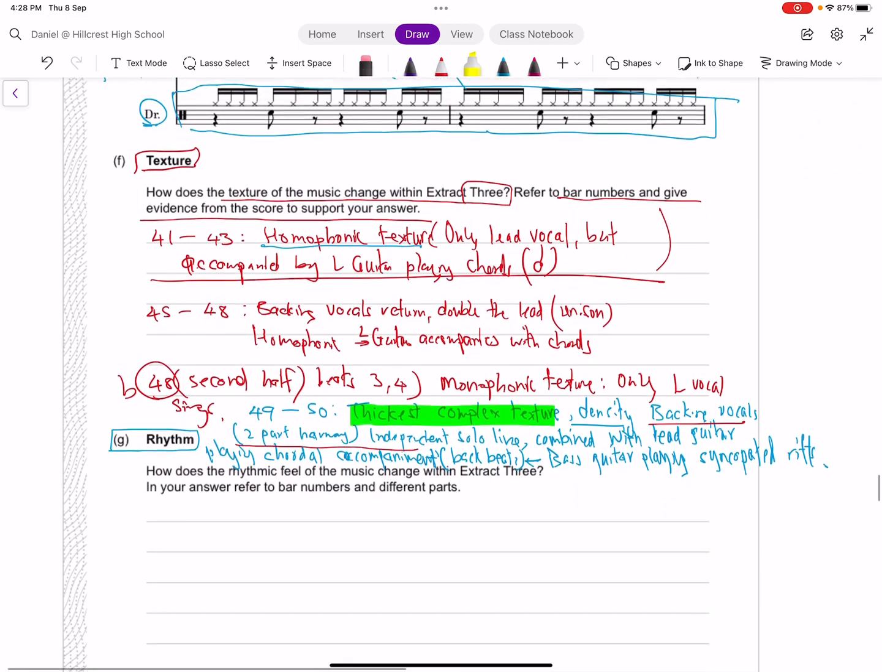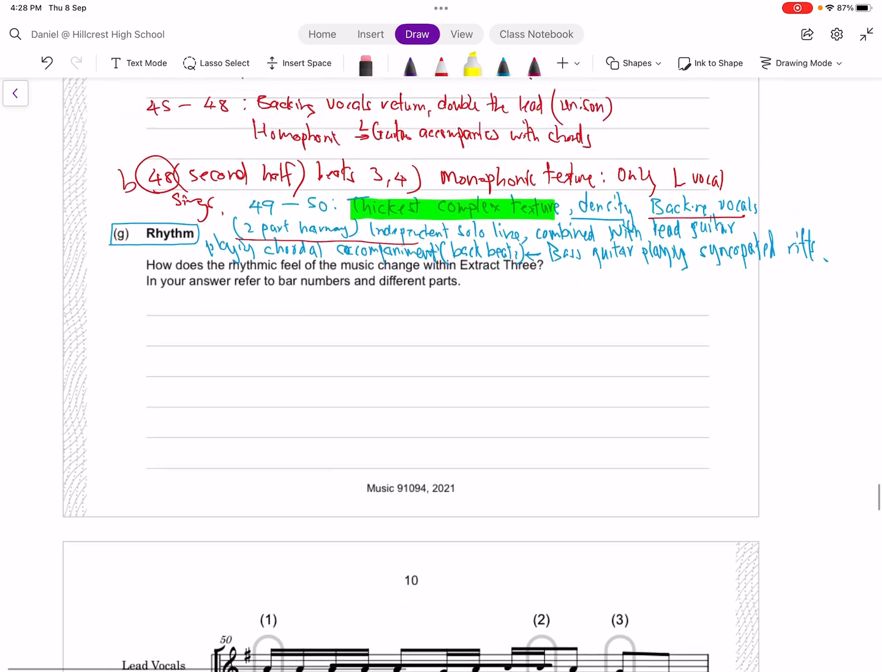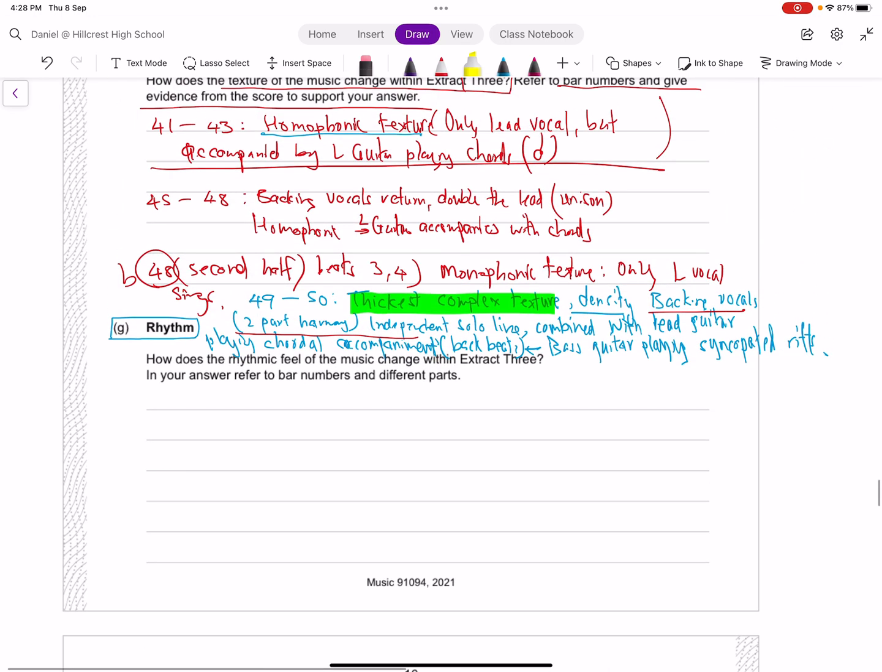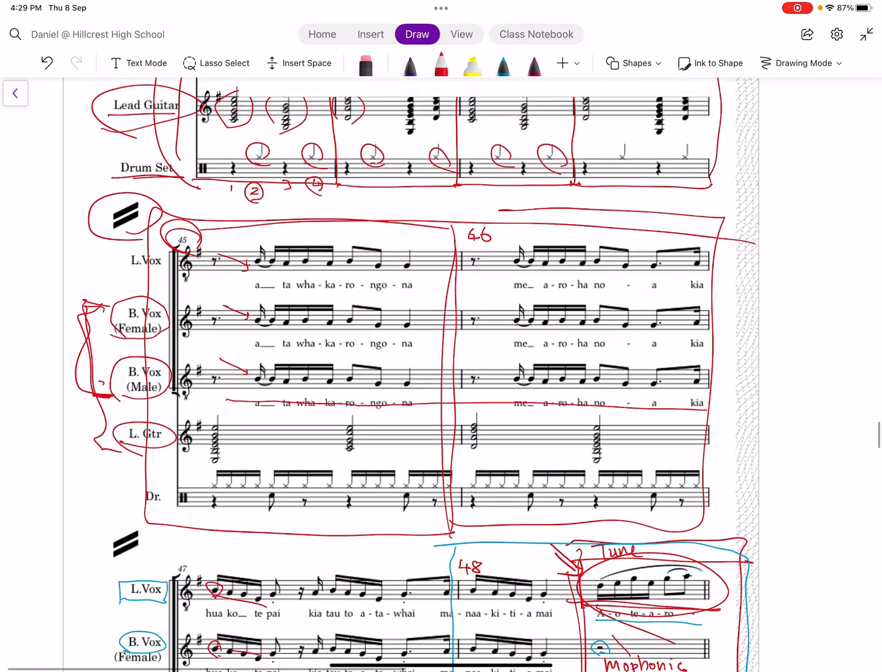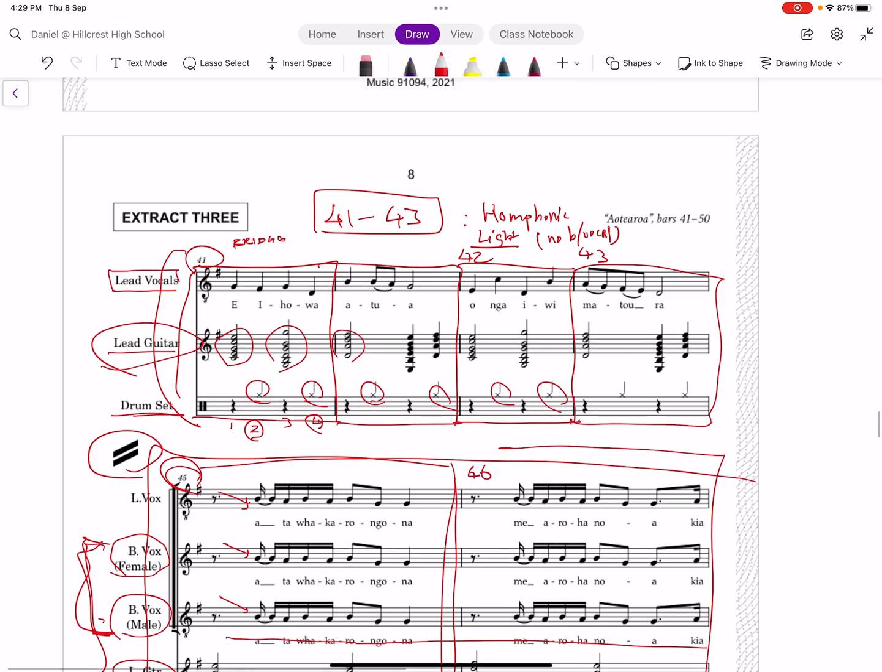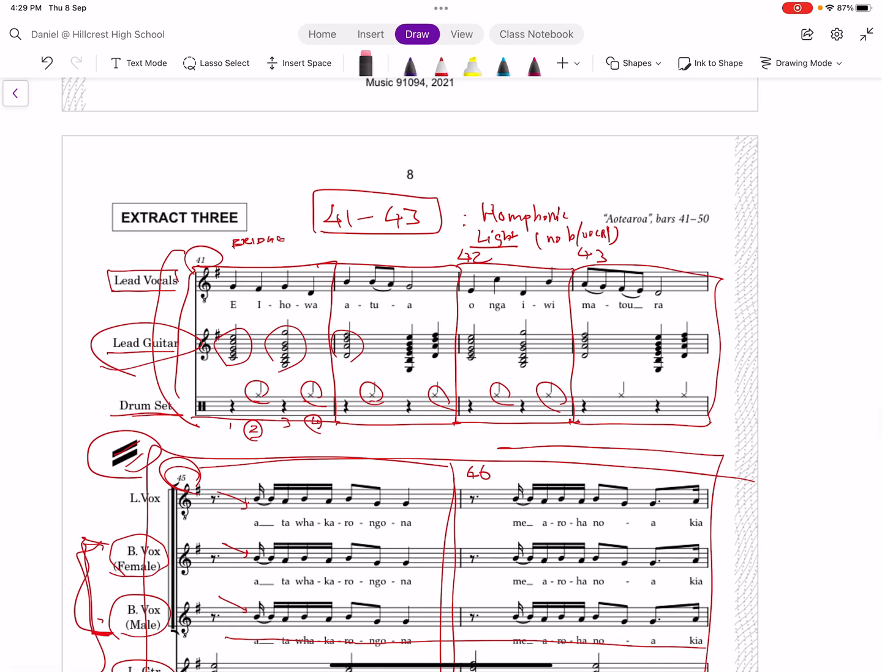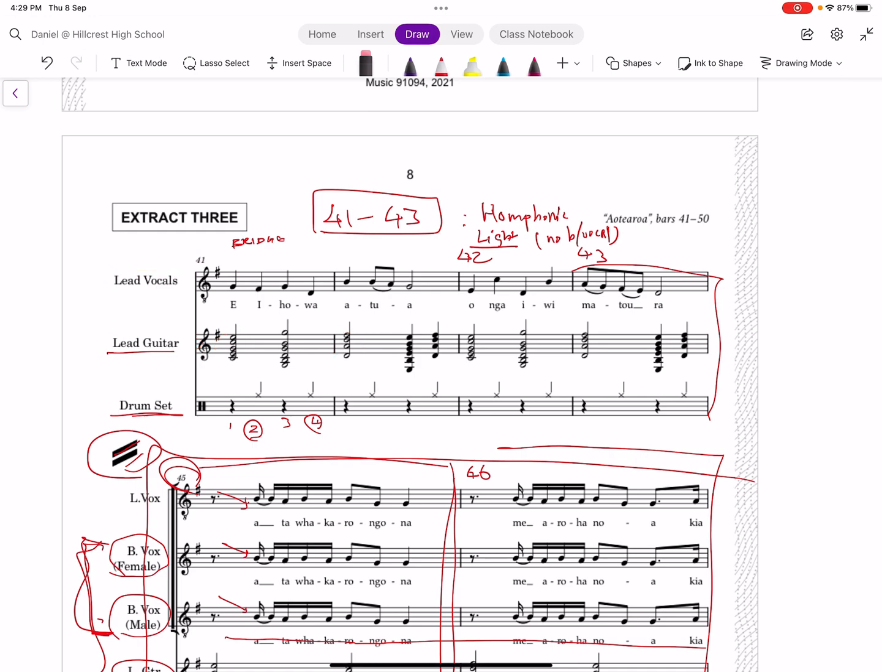Okay, right. So what am I going to say about the rhythm? That's not the last question. So we've got those last questions there. Okay, so rhythm. How does the rhythmic feel of the music change within extract 3? So you have to go all the way back to the start of extract 3. Let's see where these changes are. Okay. Now, at the start of this, so remember these two lines, it's very light, isn't it? The rhythmic feel, the lead guitar, I'm going to just erase all this. It's irrelevant now.